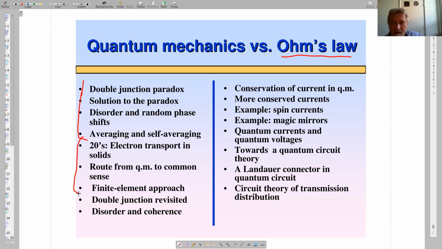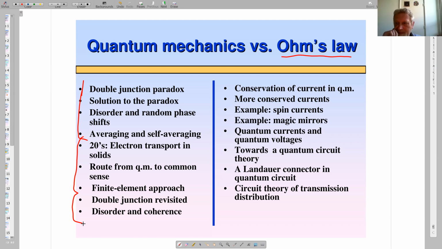Kirchhoff rules are, in fact, based on conservation law, conservation of charge, and we will spend some time trying to apply conservation laws of charge, energy to, again, the double junction system, to understand how does it work in quantum transport, how does it help to understand the systems.